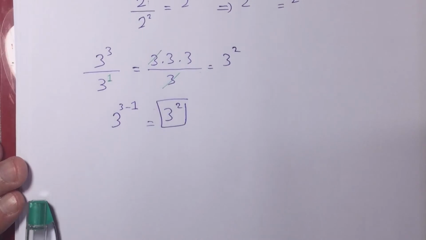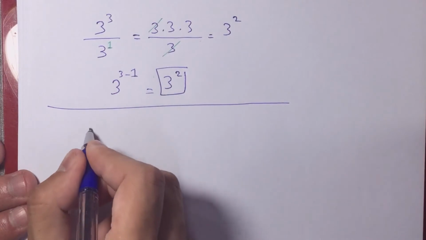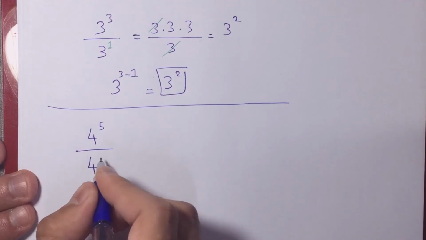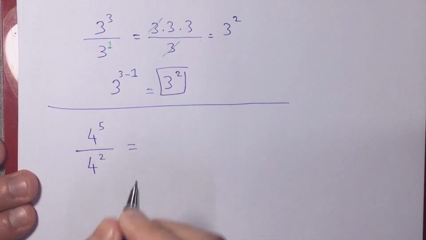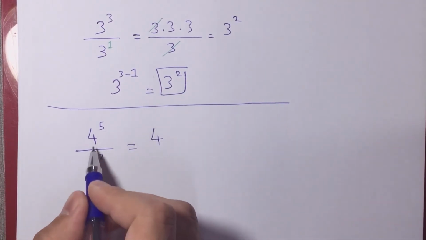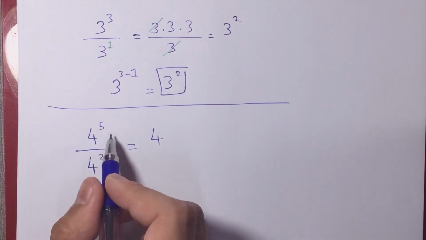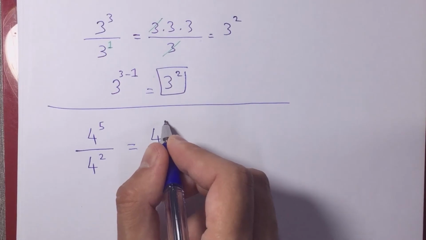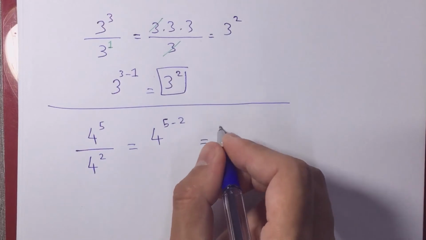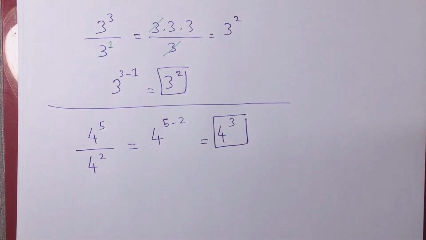Let's take another example and solve it with the rule instantly. Let's assume that we have 4 to the 5th power divided by 4 to the 2nd power. How can we calculate this? The same way, we write the same base. Because we have the same base here, we just subtract exponents. We subtract the second one from the first one. So we write 4 to the power of 5 minus 2, and this will give us 4 to the 3rd power. As simple as it is.